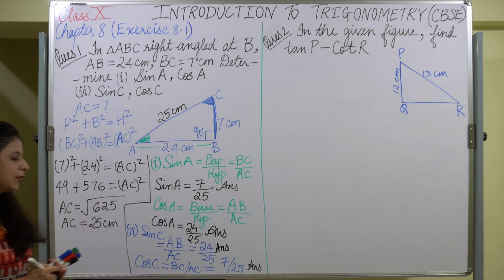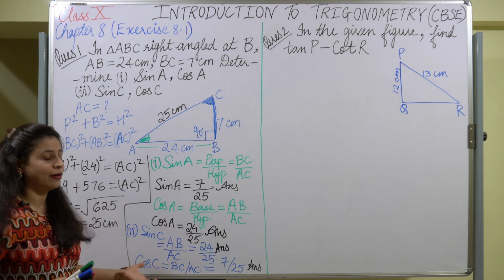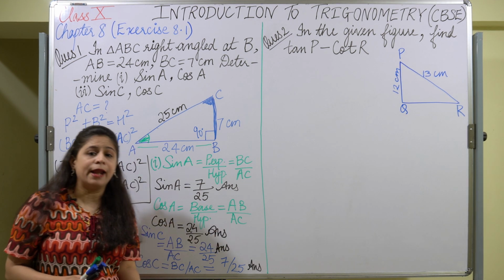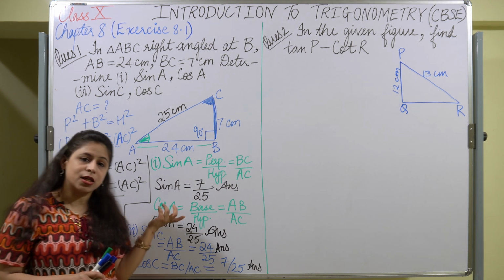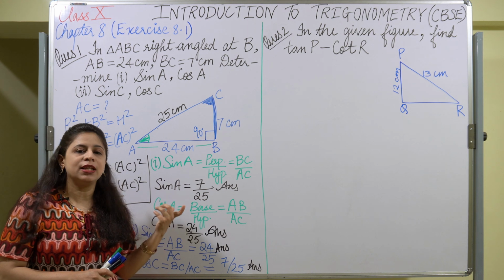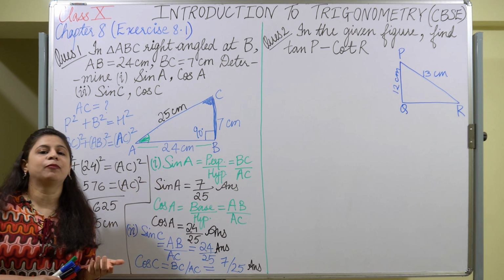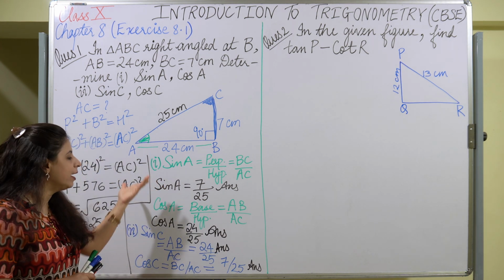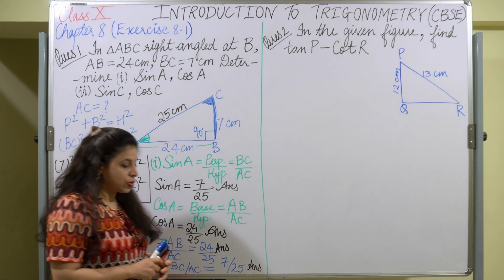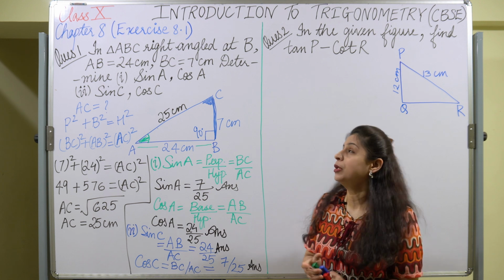Okay, so these are my answers. In this manner, they can ask any of the values. They can ask for tan, they can ask for cot, they can ask for sec. If two sides are given, we can easily find out the third side with the help of Pythagoras theorem, and we can apply it in the formulas and we can get all the values. Okay, so now let us move on to question number 2.